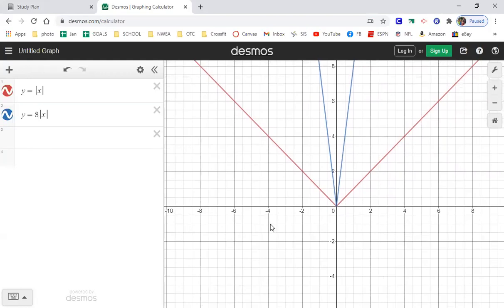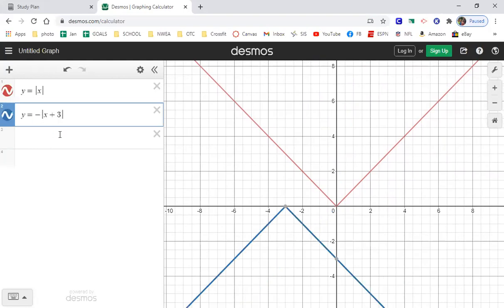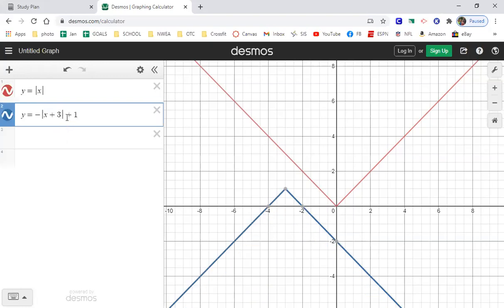Desmos does a way better job of showing you all the different things you can do. And again, if we took that and made it negative, that's going to flip it over. If you add a number inside, that shifts it left. If you add a number outside, that's going to shift that up. So this would go left 3, up 1, flipped over. So that's what each of those values do. And you could do that for any of those functions.